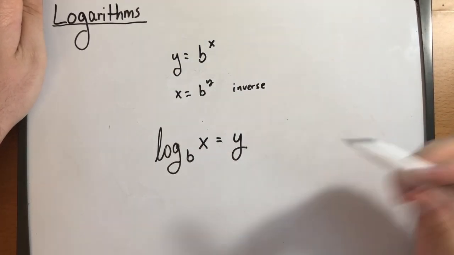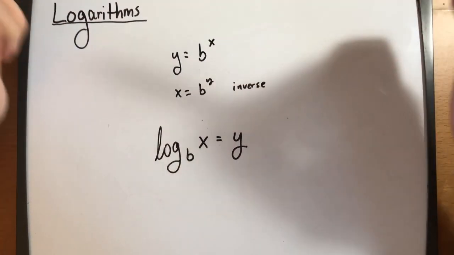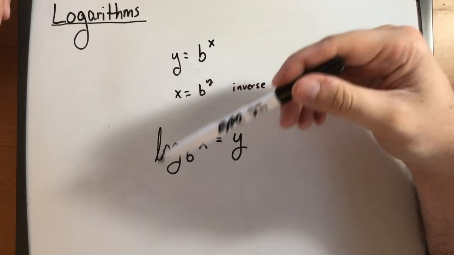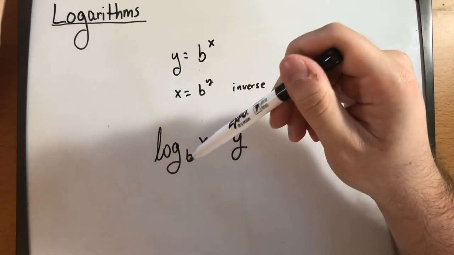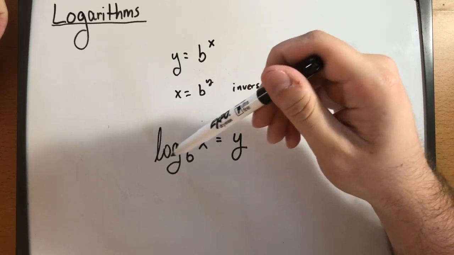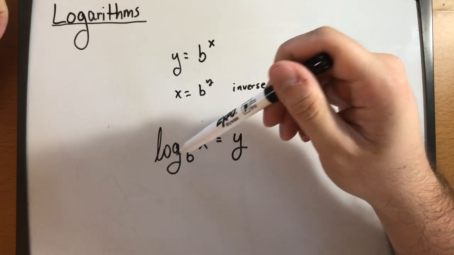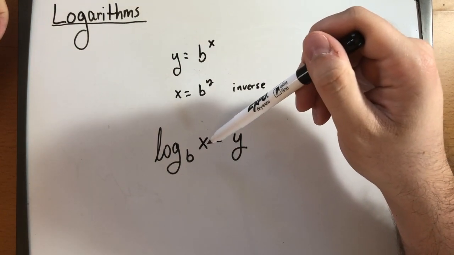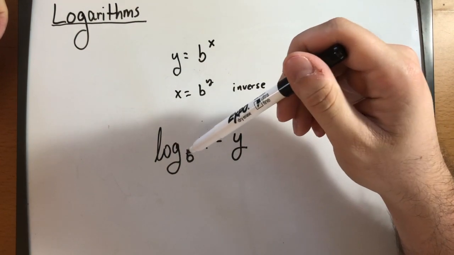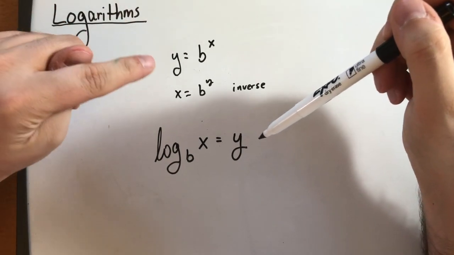Now, this does not mean b raised to the x. This does not mean that. This is log base b. This is all connected. This b is a subscript of the operation log. Okay, log base b, this all comes in one unit. And this is not multiplying by x. Notice I'm saying log base b of x is equal to y.